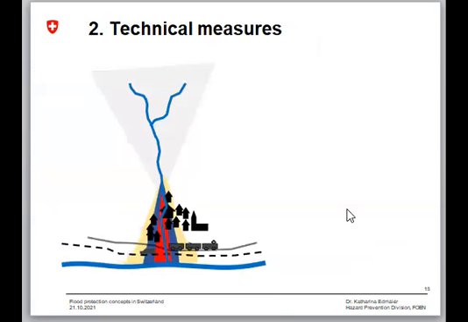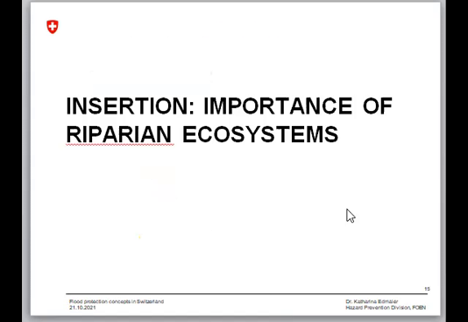Let's go on to the technical measures. Although spatial planning measures are preferable, we have a lot of buildings, industry, infrastructure, which is already in areas of danger. And this is where also technical measures must be implemented. As I said before, I would like to give a short insertion on the importance of riparian ecosystems.